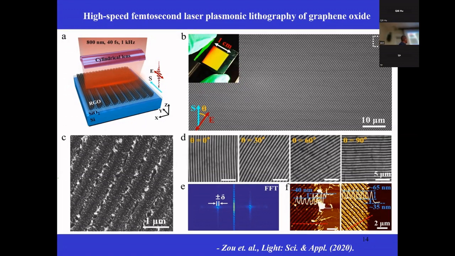So here is basically a work we did on graphene oxide, with only a 150 nanometer thin layer. We use the laser to pattern the surface, and you can see it creates very highly regular structures.